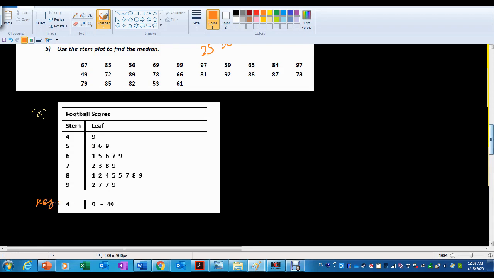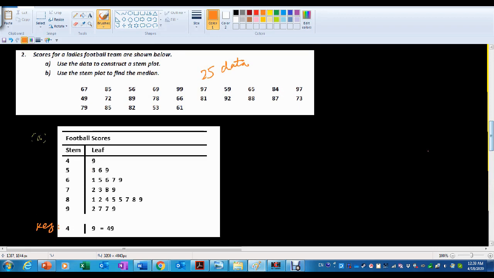Also, it would be better if you can write the title of the plot. That's what we call the title. Sometimes it's about a real life situation. For example, this one's about schools for ladies football. So it should have a title. All right.